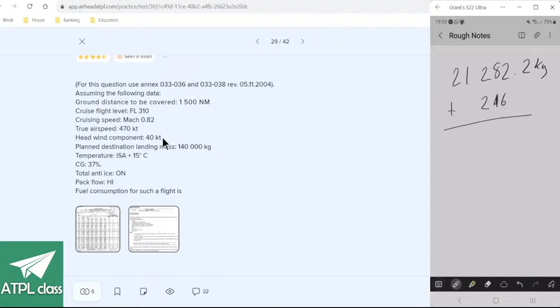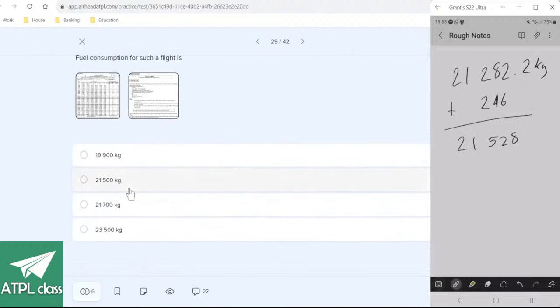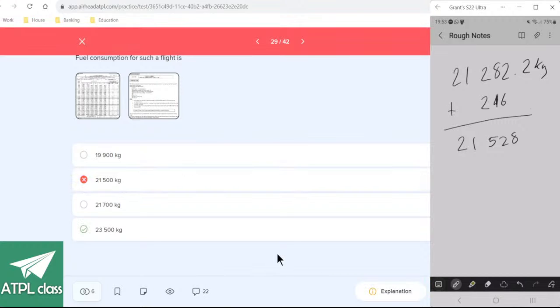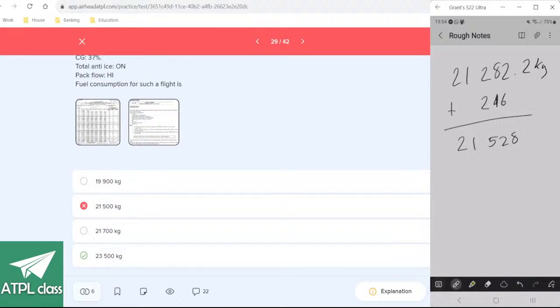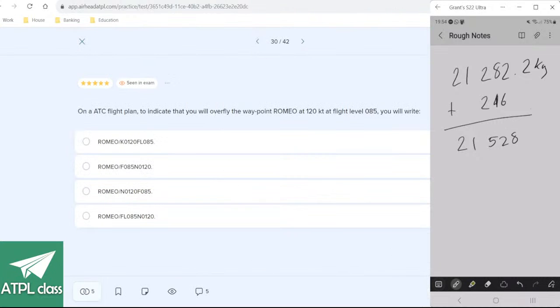2128.2, and I'm getting an answer of 21528. 21528, 21500. No, where have I gone wrong? I can't even be bothered looking into that. It's just ridiculous.